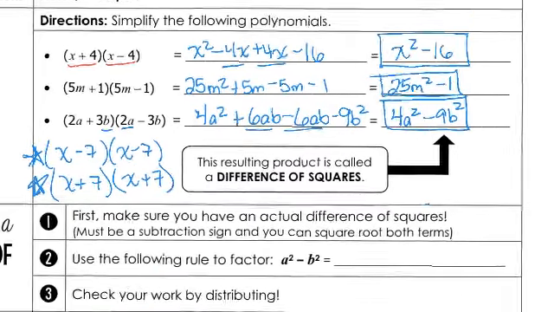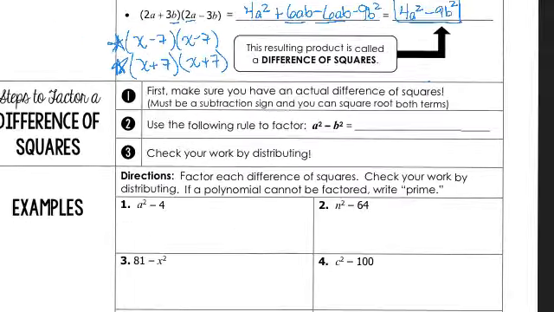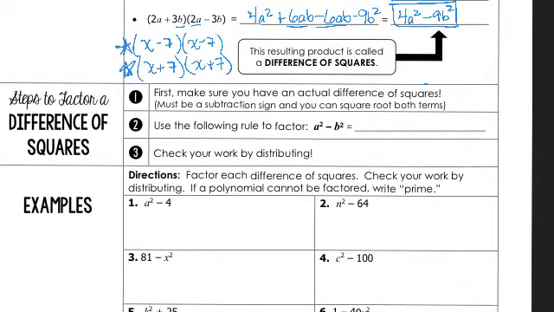Now, let's look at the notes. When you are taking steps to factor a difference of squares, first, make sure you have an actual difference of squares. Don't just assume. You got to make sure there must be a subtraction sign and that you could square root both terms. Well, why not a plus sign? Well, with a plus sign, you're always going to get a middle term.